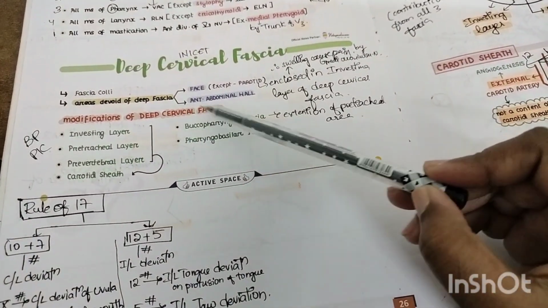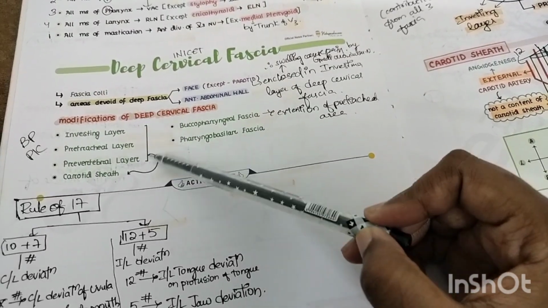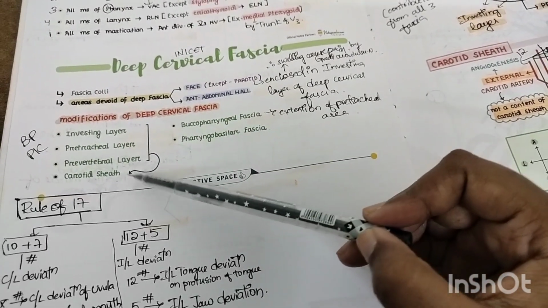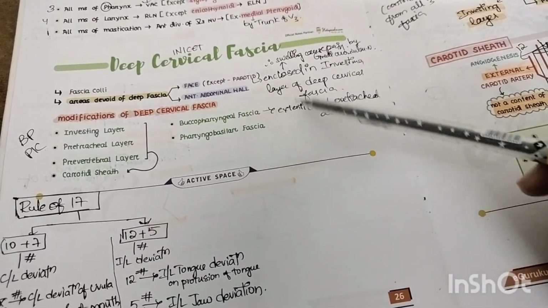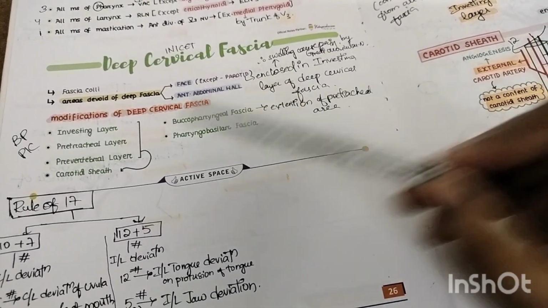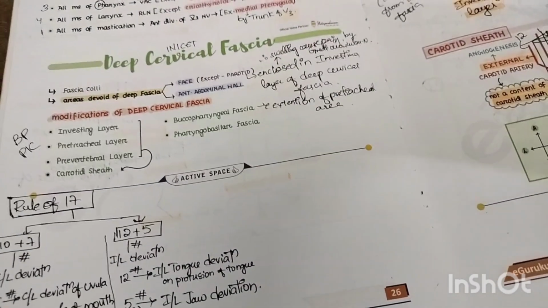And the modifications of deep cervical fascia are the investing layer, pretracheal, and prevertebral fascia. These together form the carotid sheath. Next, we have the buccopharyngeal fascia, which is an extension of the pretracheal fascia and pharyngobasilar fascia.